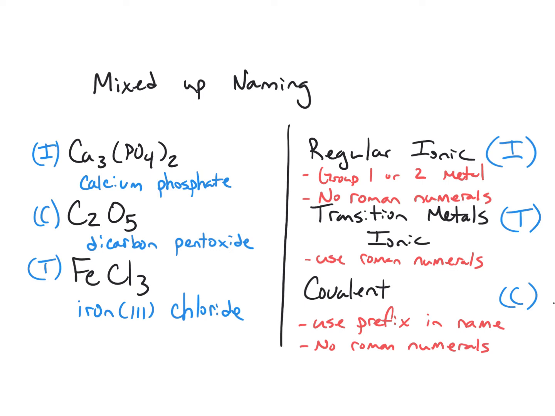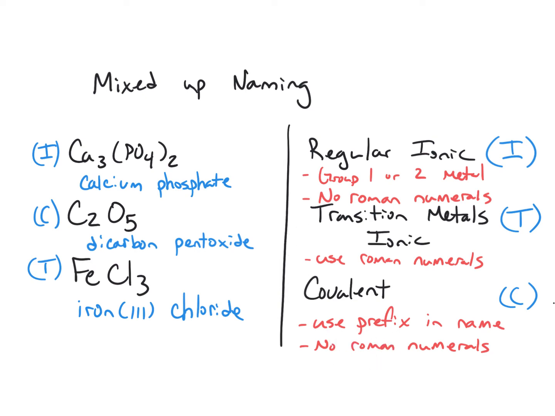In summary, identifying what type of naming I'm doing really helps me out so that I can focus in on what it needs and what it doesn't need. What it needs, maybe Roman numerals, but what it doesn't need is prefixes. Or maybe it's a covalent and it needs prefixes, but no Roman numerals.